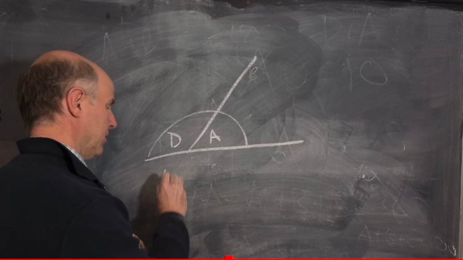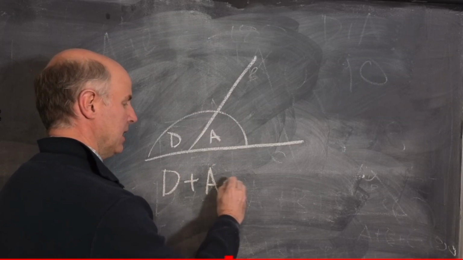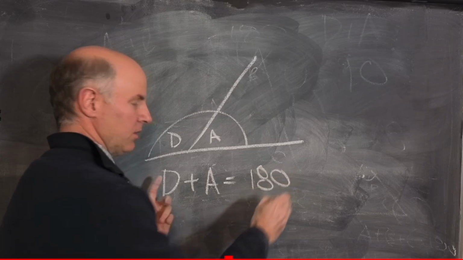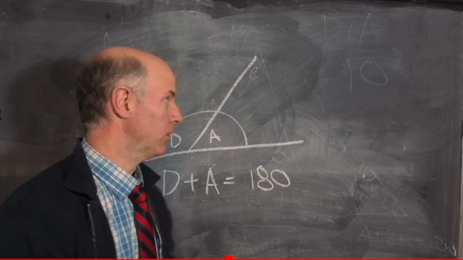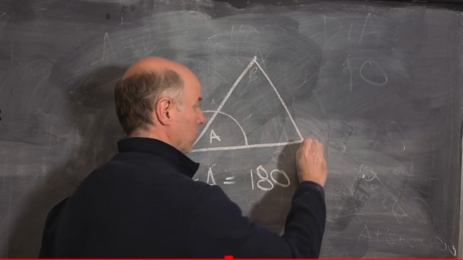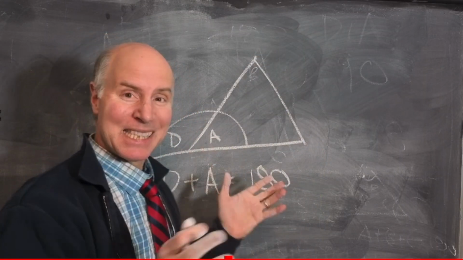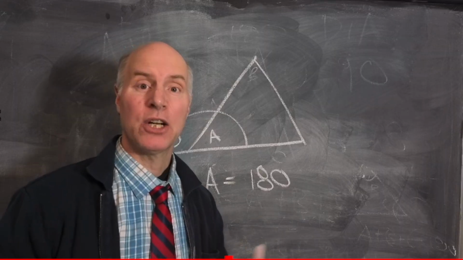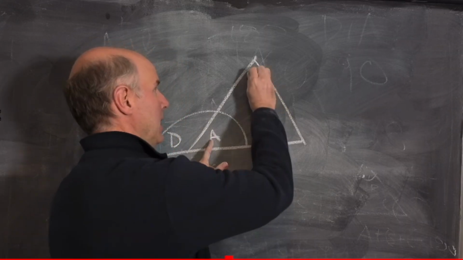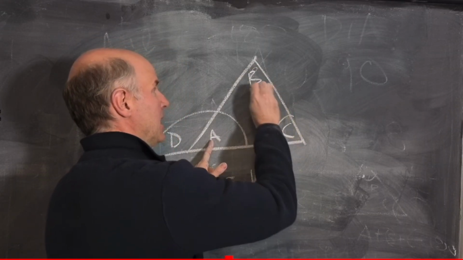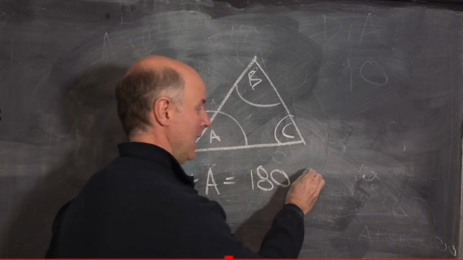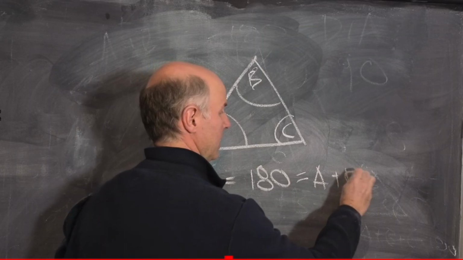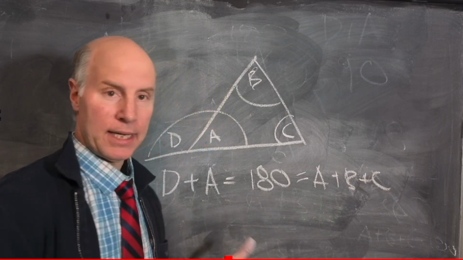So I'll write this down here: D plus A equals 180 degrees. That's the supplementary angle rule, right? And then we also learned in a previous video that when we have a triangle, the inside angles of that triangle, or the interior angles, A, B, and C, also add up to 180 degrees. So we could write that down here: A plus B plus C equals 180 degrees.